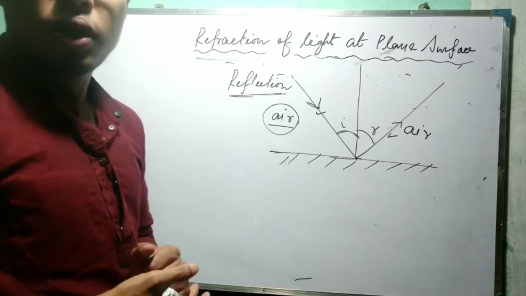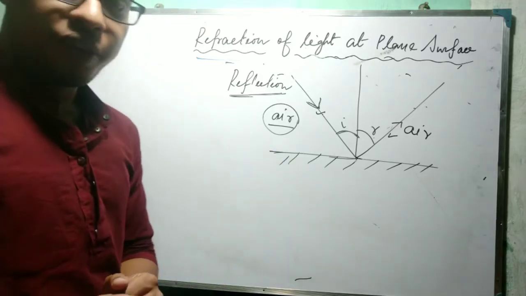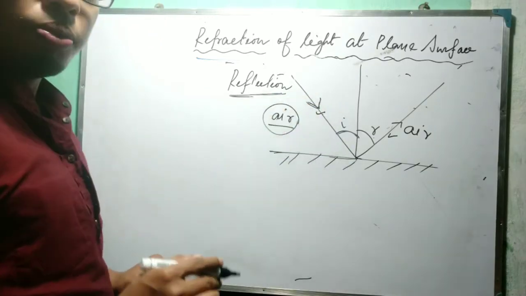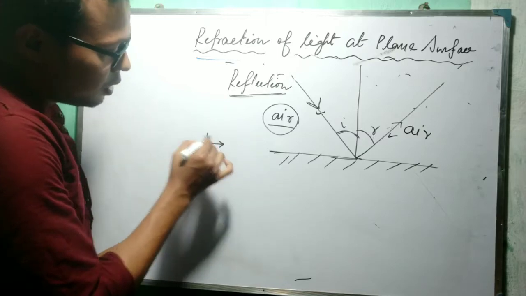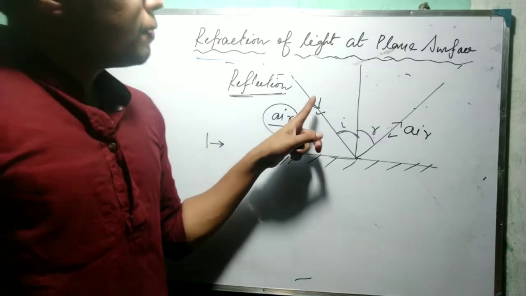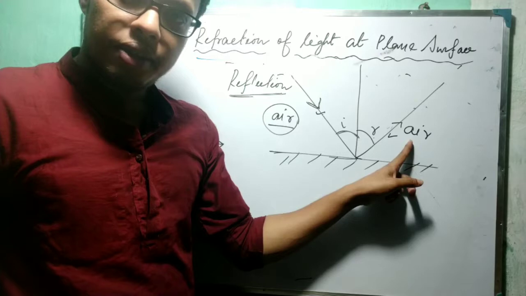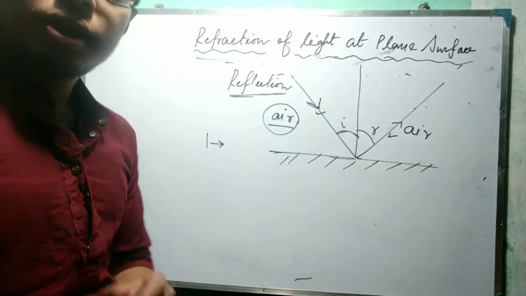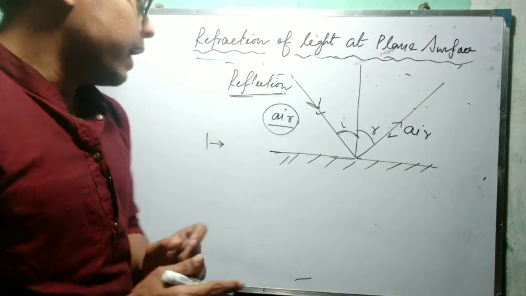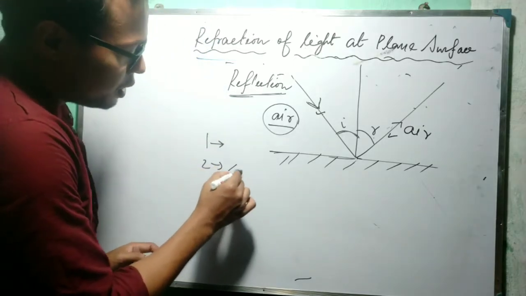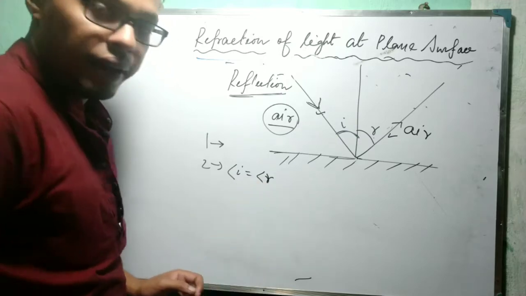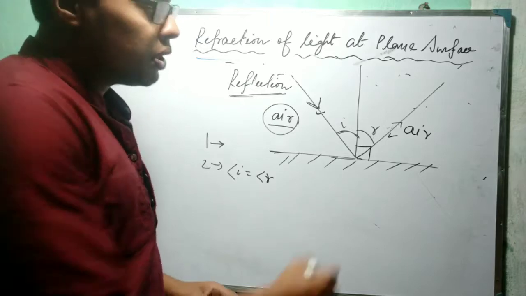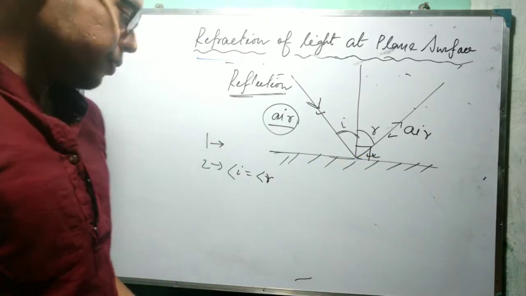Curved mirror means there are two types of mirror, concave and convex. This is a plane mirror. Now this reflection of light obeys two laws. One is the incident ray, reflected ray, and the normal at the point of incidence all lie in the same plane, and the second law is the angle of incidence equals the angle of reflection. This is the normal. Normal means draw the perpendicular line on the surface, this angle will be 90 degrees.